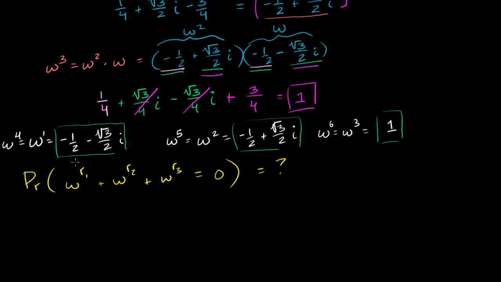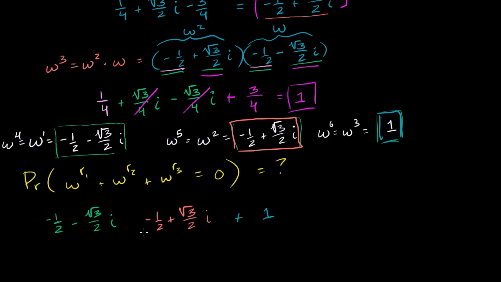Let me show you. If I take -1/2 minus square root of 3 over 2 i, and I add it to this, -1/2 plus square root of 3 over 2 i, and then I add it to 1, and then I add it to this, and then I add it to this, what do I get? Well, this guy and this guy are going to cancel out. -1/2 plus -1/2 is equal to -1. You add -1 to 1, it's going to be equal to 0.